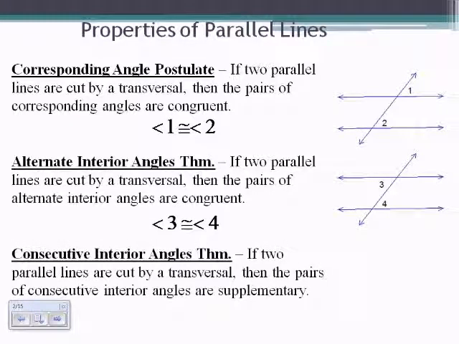Along the same line, the consecutive interior angles theorem states if two parallel lines are cut by a transversal, then the pairs of consecutive interior angles are supplementary. Again, in our picture here, angle 5 and angle 6 are consecutive interior angles, so by the theorem, the measure of angle 5 plus the measure of angle 6 equals 180 degrees.